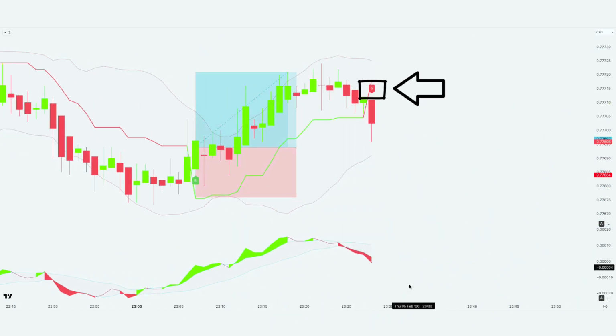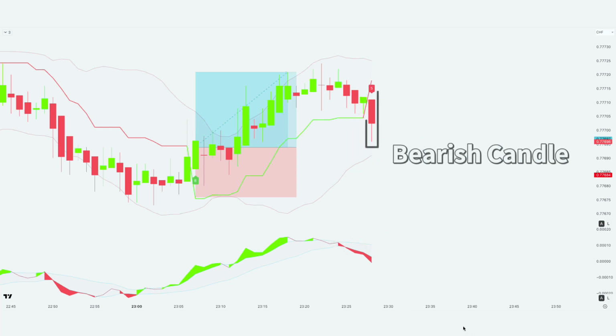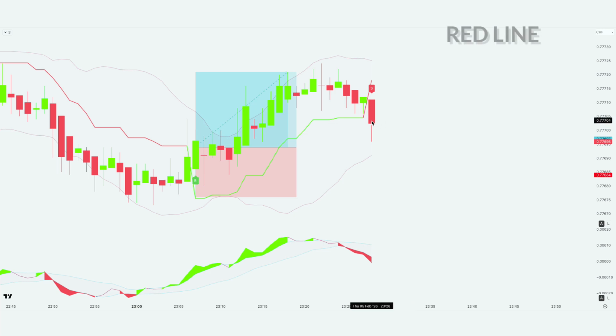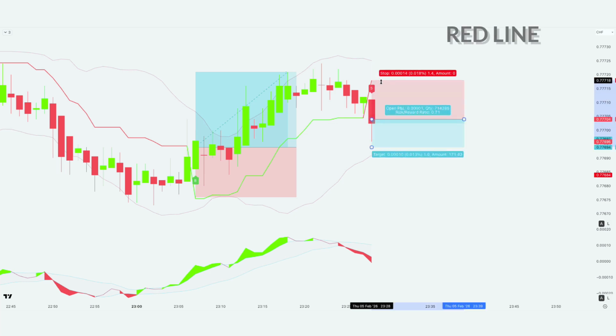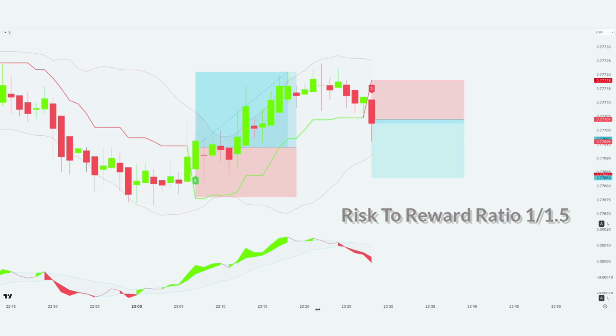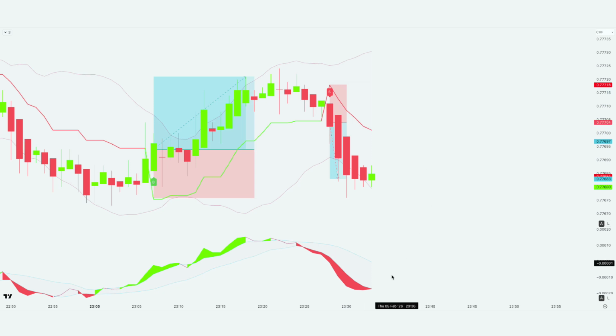Here the RT signal's arrow of this indicator is a sell signal. Here the Bollinger Band's red area. Here the market has made a bearish candle to give confirmation, so all our conditions are being fulfilled, so we are placing an order to sell. Our stop loss is to be placed at the red line, and the risk to reward ratio will be 1:1.5. We have won the trade. Let's find the next trade.